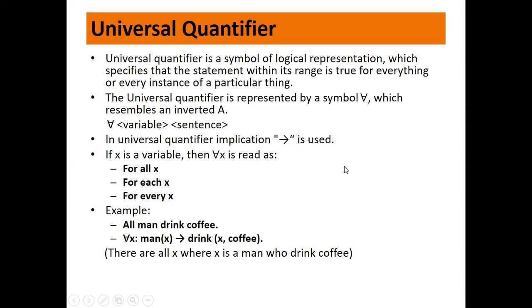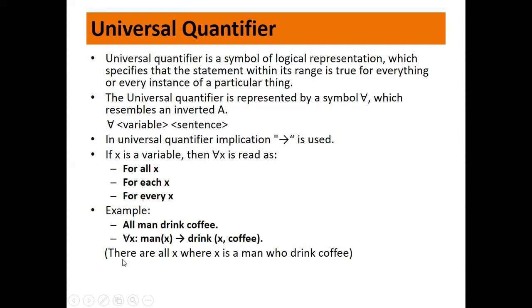If x is a variable, then universal quantifier x is read as for all x, for each x, and for every x. Now, a simple example: all men drink coffee. Remember, the word all comes here, so as soon as all comes, you use this symbol. For all x, where x is a man, if x is a man, then x drinks coffee. So this is the predicate, and these are the subjects.